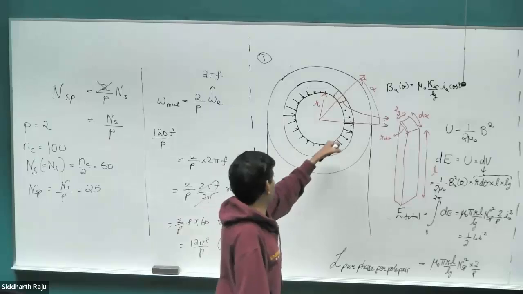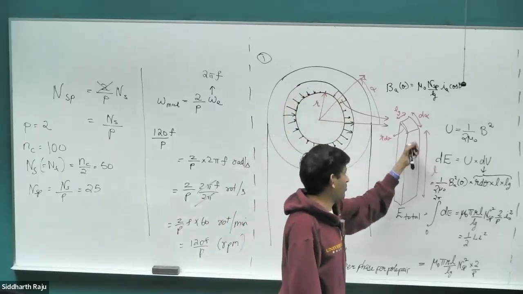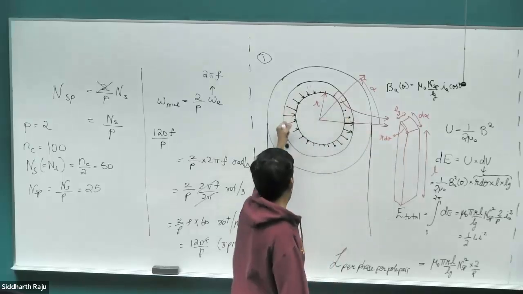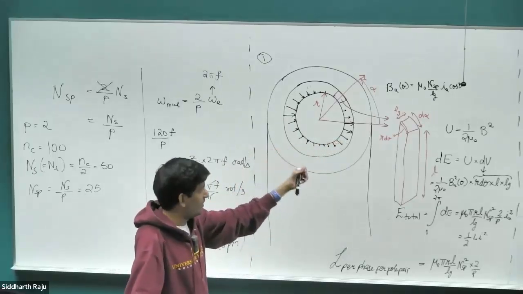So if this B field in the air gap was just a constant throughout the air gap, then to find the energy, it's quite straightforward. You just figure out what the B field is, and then multiply by the volume of this hollow cylinder that you have, right? That would have given you the energy from the energy density.